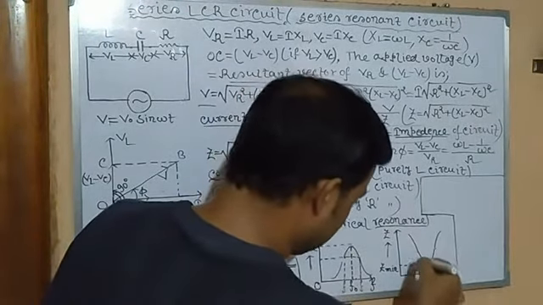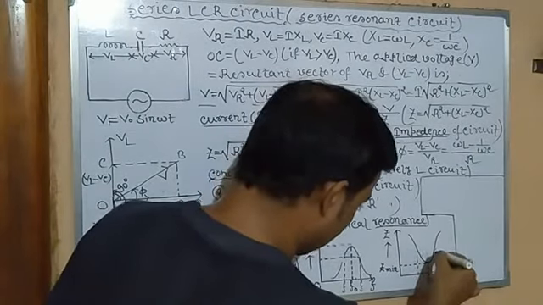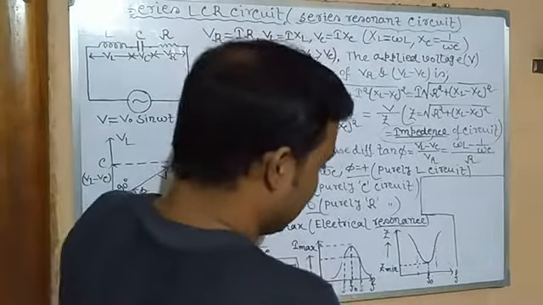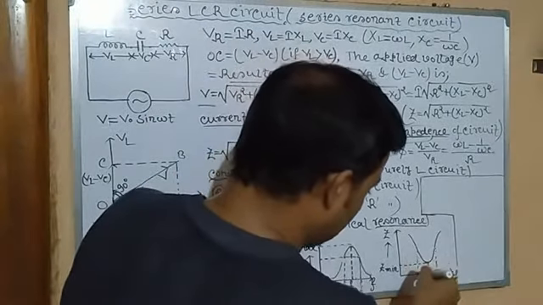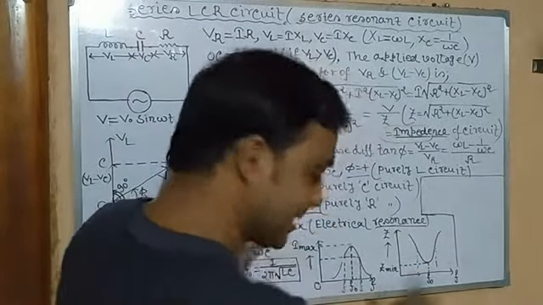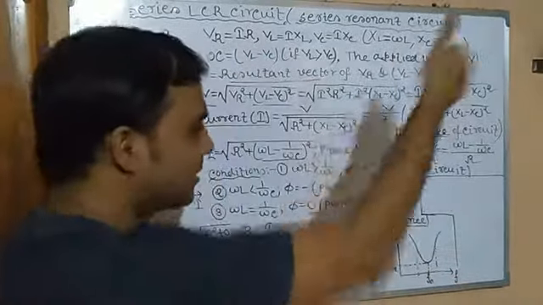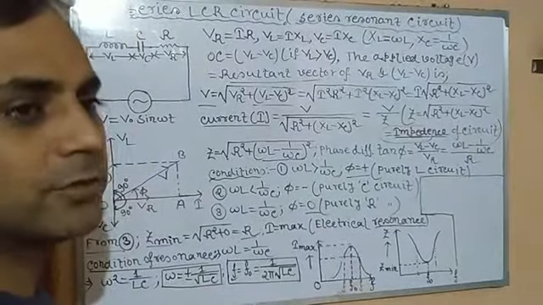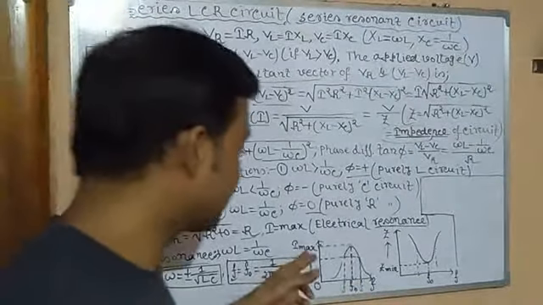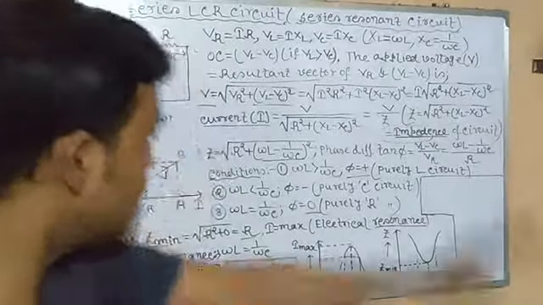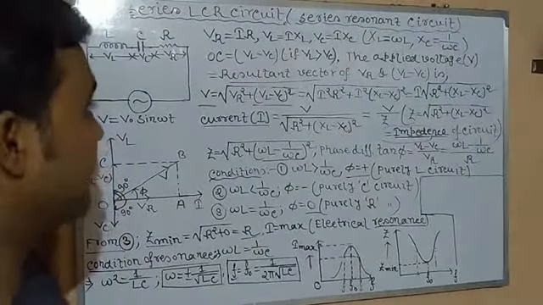Again, if f is less than or greater than f0, then impedance increases. Here impedance is minimum, but if f is less than f0 or greater than f0, impedance increases. Impedance increasing means current reduces. It cannot reach its maximum value. Clear? So this is the series resonant or series LCR circuit.